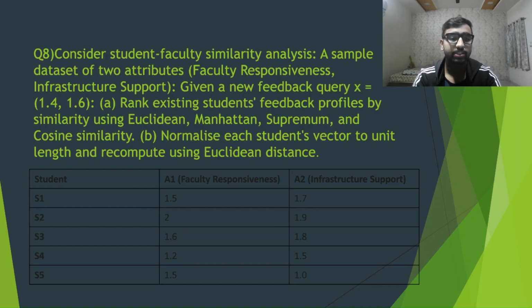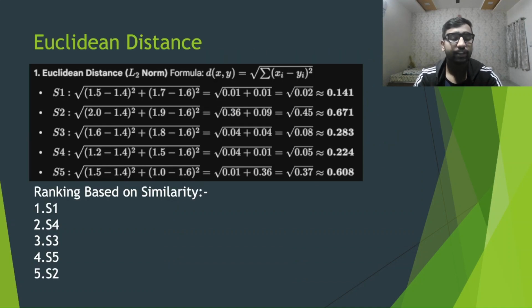So in the first part of the question, we have to calculate the Euclidean, Manhattan, cosine and supremum similarity for each of the given data points with the given data point, which is 1.4, 1.6. In part B, we have to normalize each given data point and also the data point x, which is 1.4, 1.6, and then again calculate the Euclidean distance. So let's first find the different types of distance metrics which are given to us in the question.